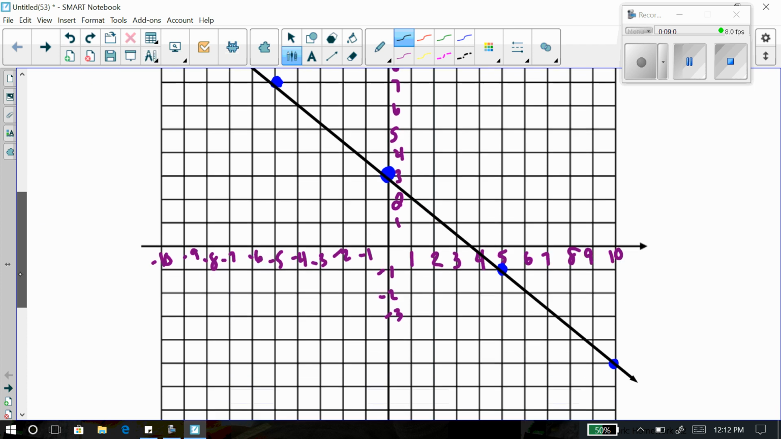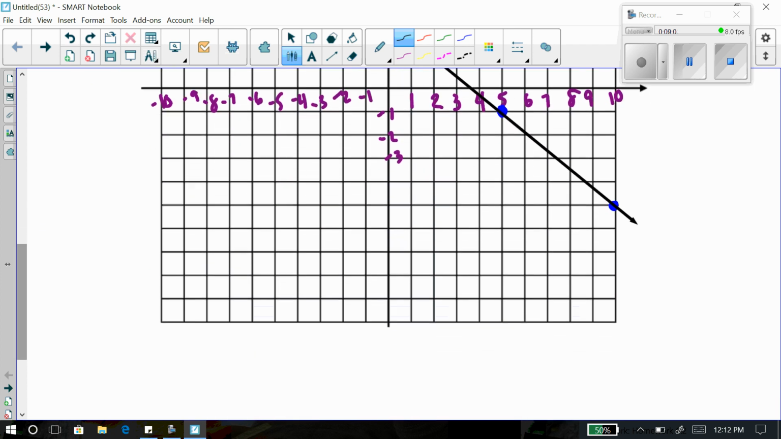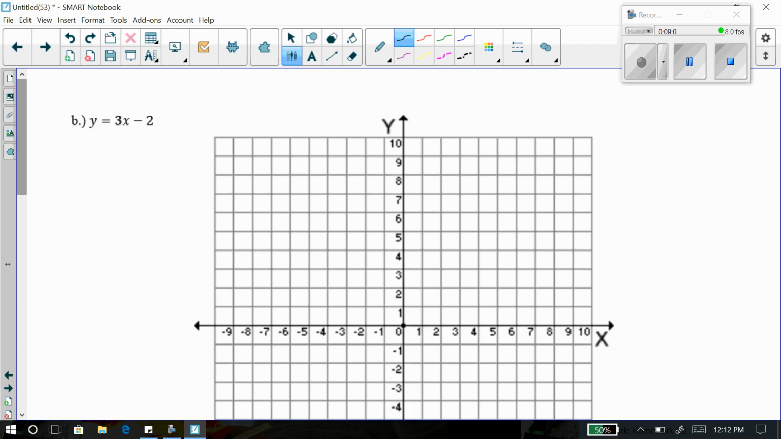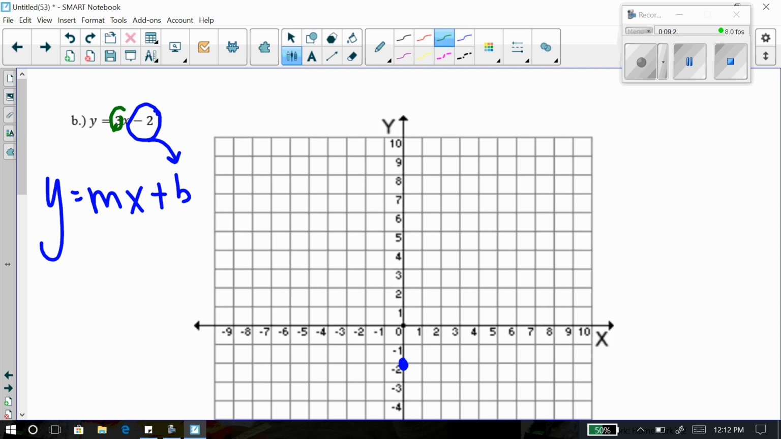We have two more examples here. So again, y equals mx plus b. B is our starting point. So this tells me I'm going to start at -2. And my slope, my m, tells me how much I go up and over. But I only see a 3 there. That's okay. It's really 3 over 1.